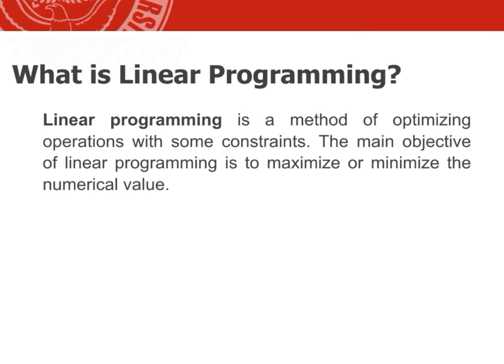The term linear programming consists of two words: linear and programming. The word linear defines the relationship between multiple variables with degree 1, and the word programming defines the process of selecting the best solutions from various alternatives.